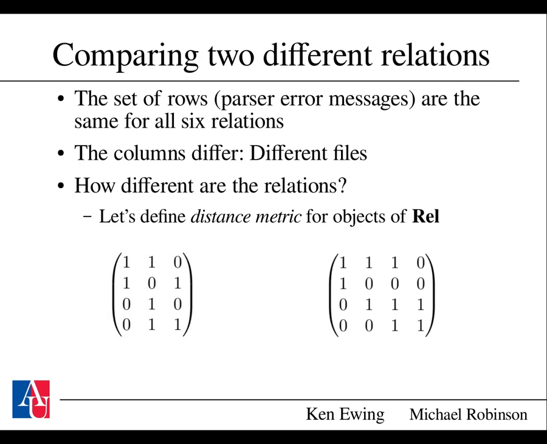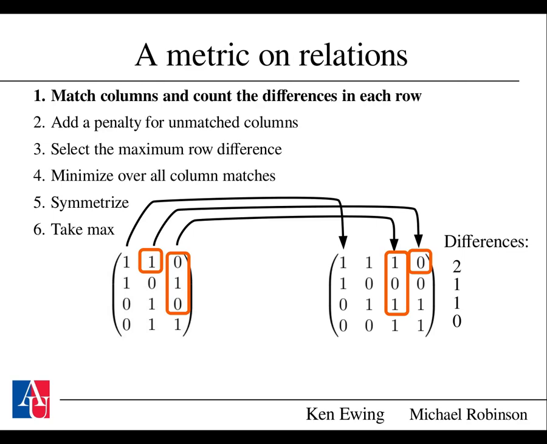So here are 2 relations. How might I compare them? Well, a natural thing to do is to start to match up columns. Count the differences that occur in each row. Essentially, what you're trying to do is find files which are different that have similar behaviors.